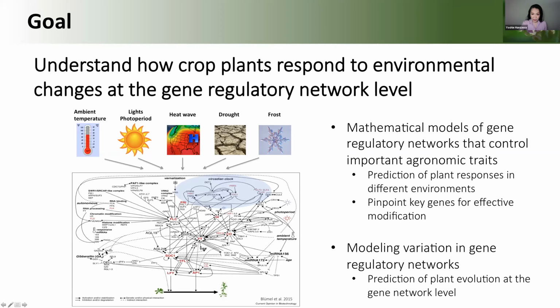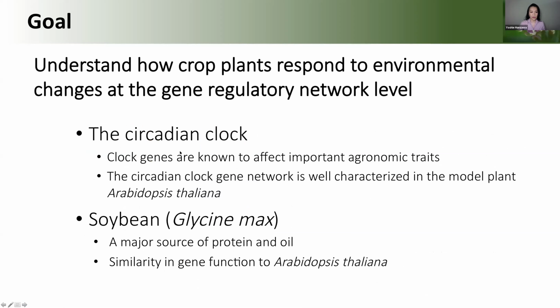This is the Arabidopsis model plant gene network controlling flowering regulation, reproductive transition. We are looking at this part of a subnetwork, the circadian clock. Circadian clock genes are well known to affect important agronomic traits such as flowering, and many physiological responses of plants. And the circadian clock gene network is very well characterized in model plants such as Arabidopsis thaliana. So we have a ground truth network. But here, the goal is to understand the crop plant. Soybean we are currently using.